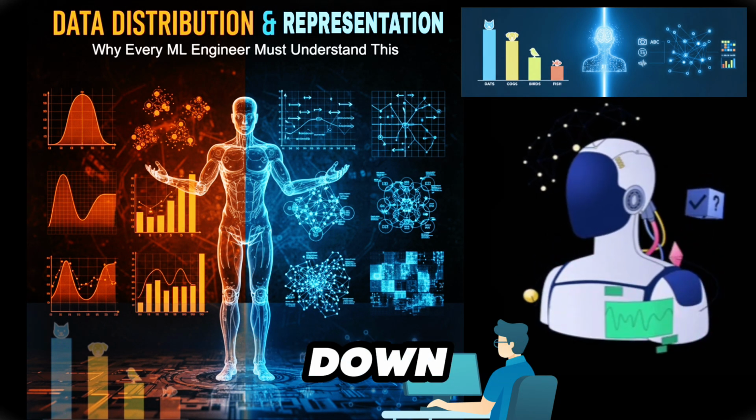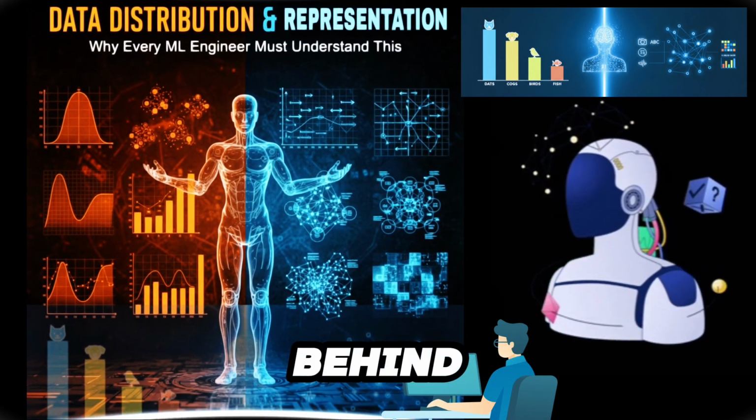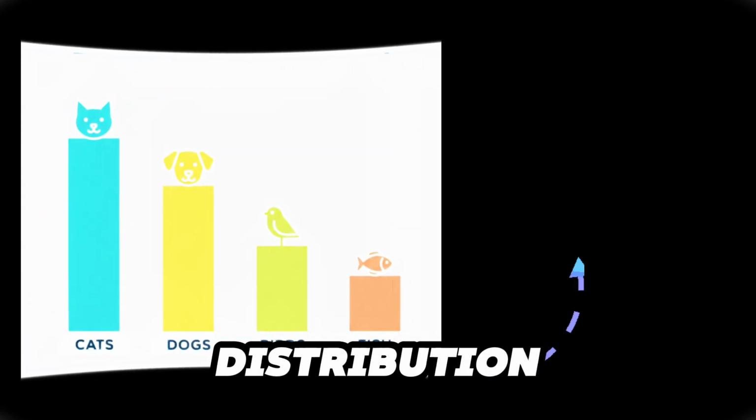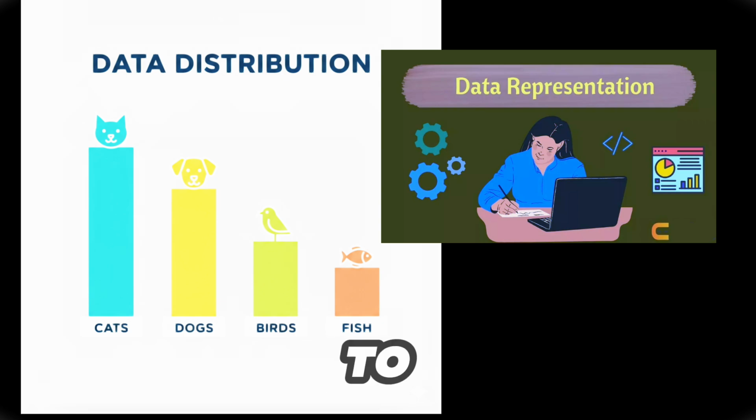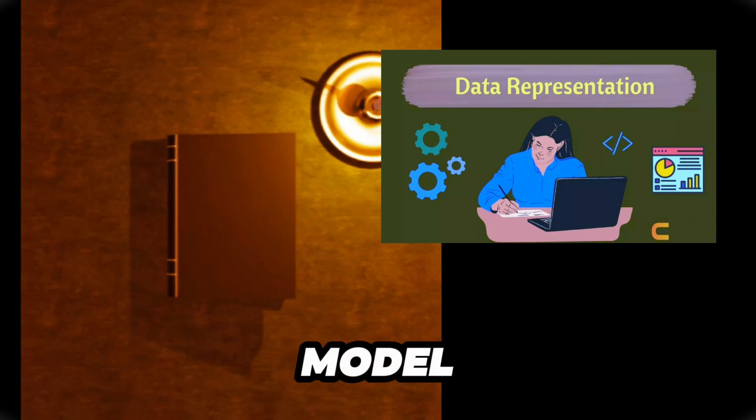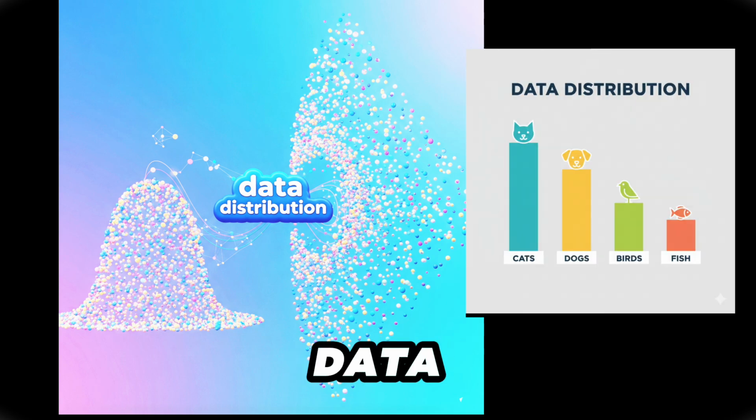Today I am breaking down one of the biggest hidden factors behind good or bad AI performance: data distribution and data representation. Most beginners ignore this, but if you want your model to work reliably in the real world, these two concepts matter more than the model itself. Let's start with data distribution.